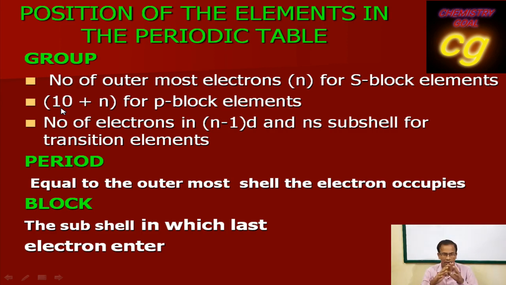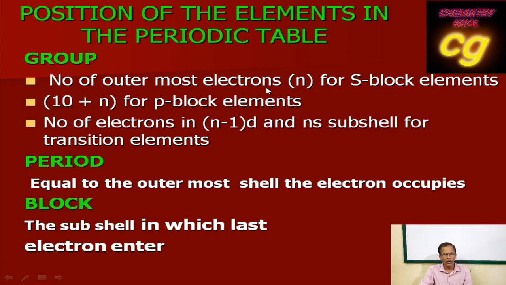That is, for an S block element the outermost electron is present in the S subshell. That's why the number of outermost electrons, symbol N, for only S block, is equal to the group number; we'll discuss an example. But for a P block it will be 10 plus N, the number of outermost electrons plus 10. This is for P block.